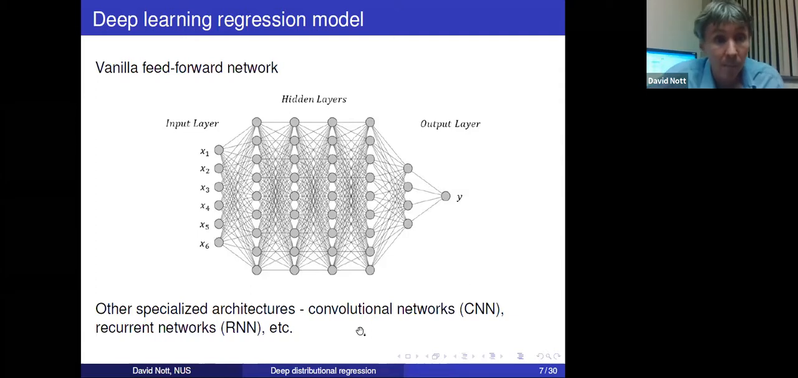Okay, so there are many different kinds of architectures for deep neural networks, such as convolutional networks, recurrent networks, and so on. And later on, I'll be using a convolutional network, which is useful when the feature vector is in the form of, say, a time series or an image or something like that.